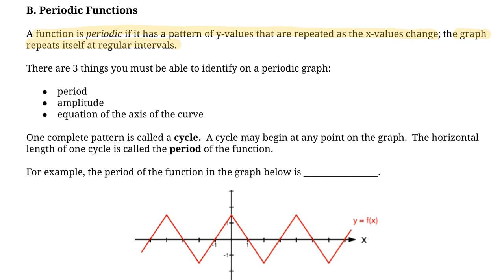One complete pattern is called a cycle. So on this graph, this could be a cycle. And then another cycle, it could start at any point. It could be considered right here. This is a cycle. So it doesn't matter where the cycle begins, but at the end of the cycle, you should end at the same y value where the cycle had started. And the horizontal length of one cycle is called the period of the function. So for example, looking at this graph, where I started the cycle right here, highlighted in yellow, this is one cycle. And the period of this function, the horizontal length of one cycle, is 4 units.